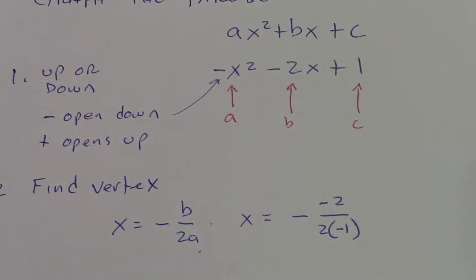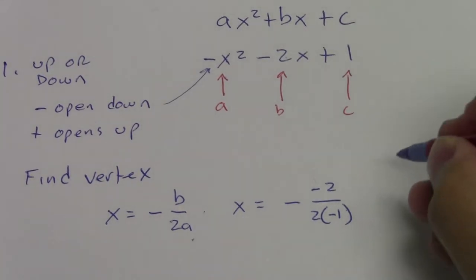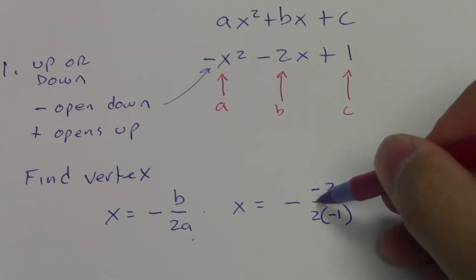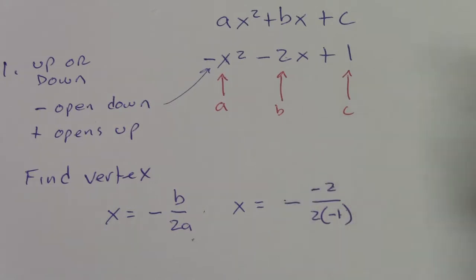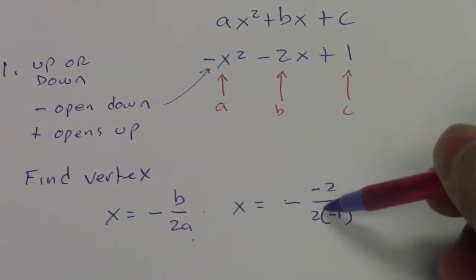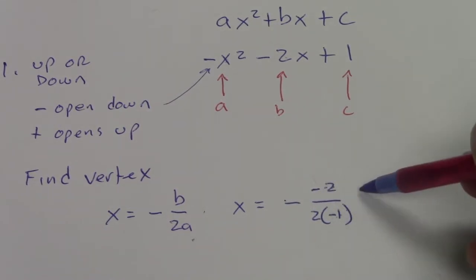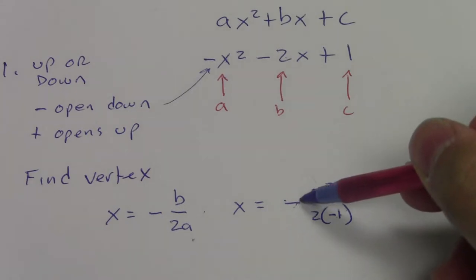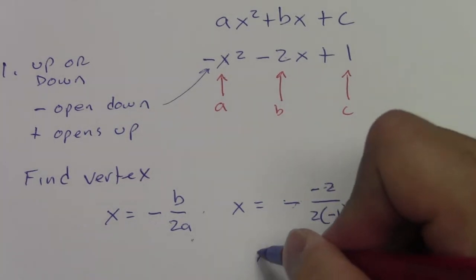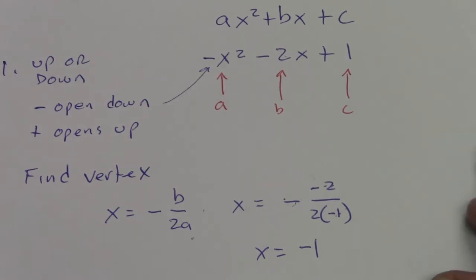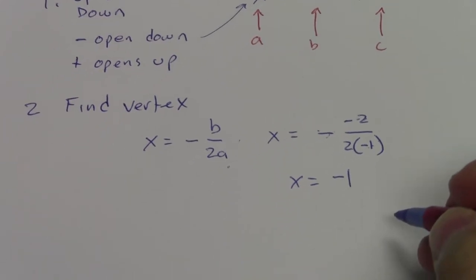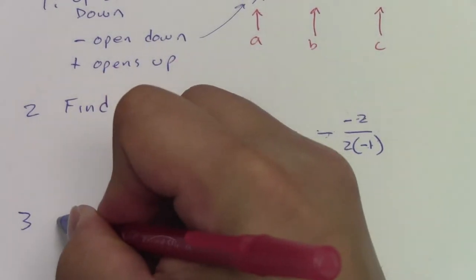All right, so now I can go ahead and solve for it. So what I got is 2 divided by negative 2 times a negative, right? So this is going to actually give me a positive 1. Negative 2 divided by 2 gives me positive 1, and then I hit it with this negative sign. So x equals negative 1. All right. Once I do that, then I can plug it back into the formula. So number 3, plug back in.